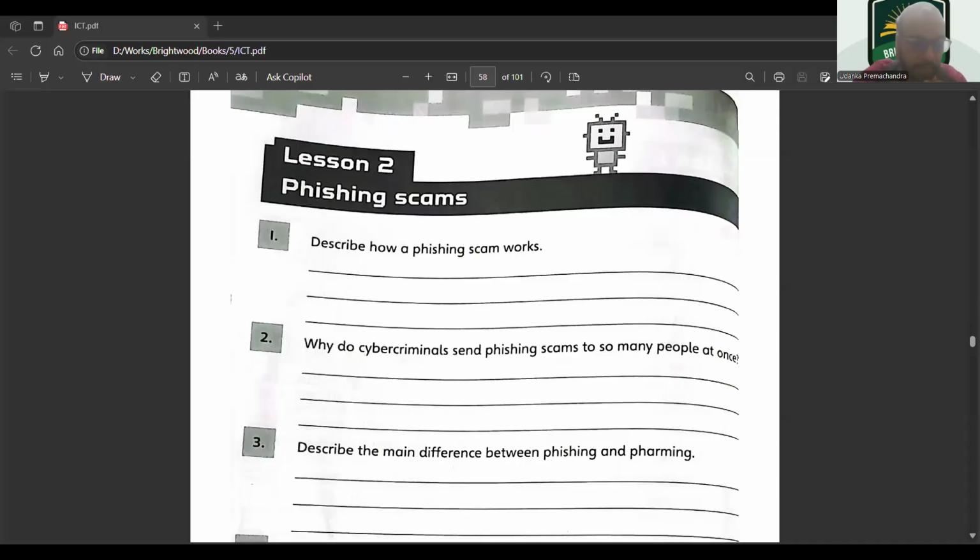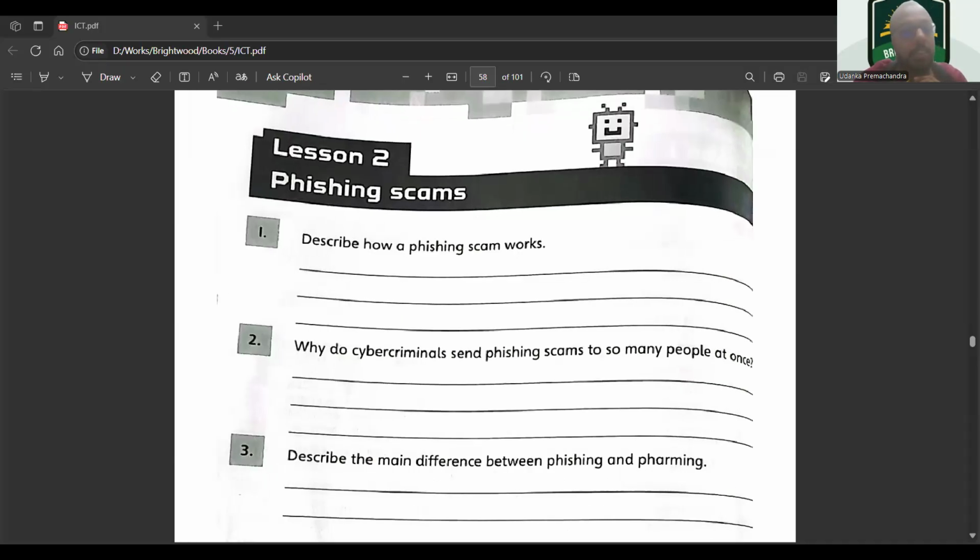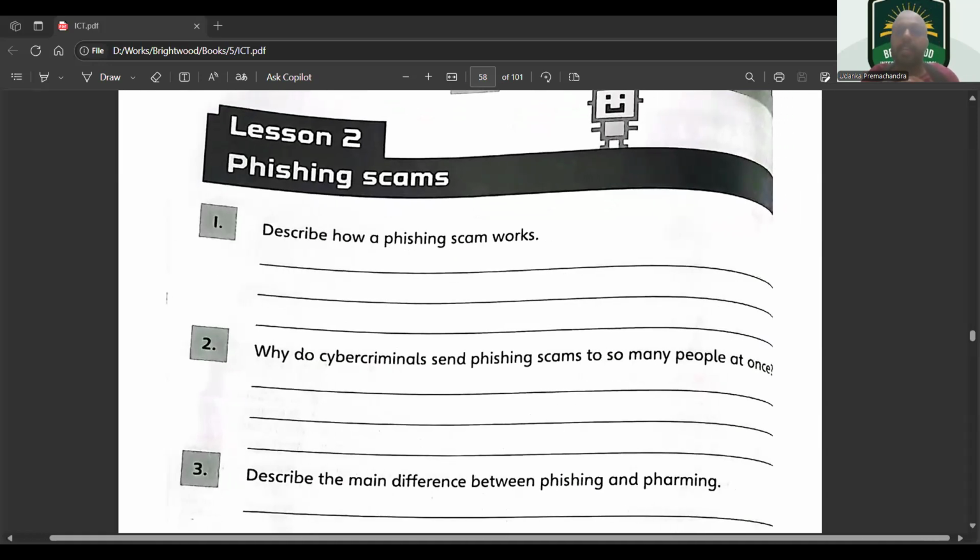Take your workbook. We will see phishing scams and other things. Actually, what is phishing? Scams are something like a bad thing. Phishing and scams are not good things. If you want, I will share a video. First of all, you will try to do that one.